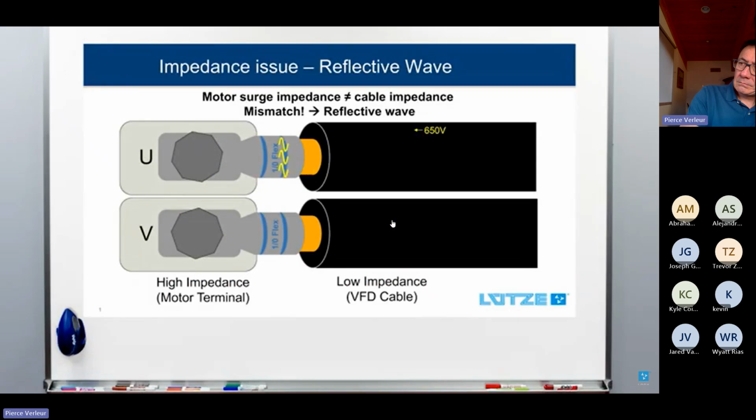When an electrical pulse crosses a barrier from a low impedance pathway like a cable to a higher impedance pathway like a motor terminal, the flow is disrupted and some of the waveform is reflected backwards. This reflected wave combines with incoming waveforms to cause high voltage spikes. One way to reduce this effect is to match the impedance value of the cable to the impedance value of the motor so that the energy can flow with less disruption.